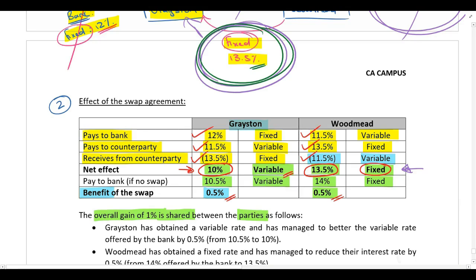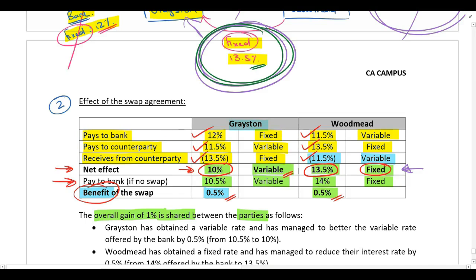But as long as both counterparties benefit from the swap, so there's a benefit for both of them, then the swap arrangement will work. It doesn't have to be an equal benefit. They must just both benefit from this agreement. And they do both benefit because they end up paying interest at a lower rate than they would have if they go to their bank directly.